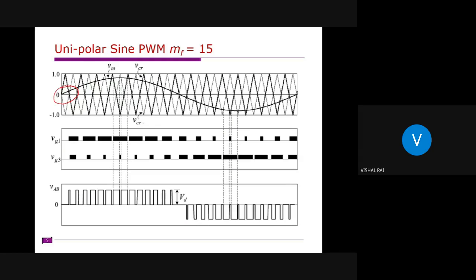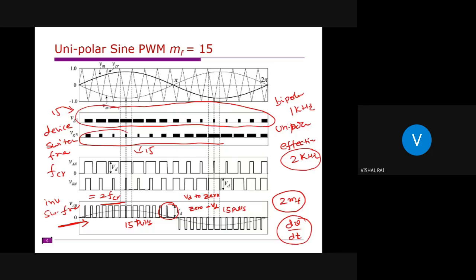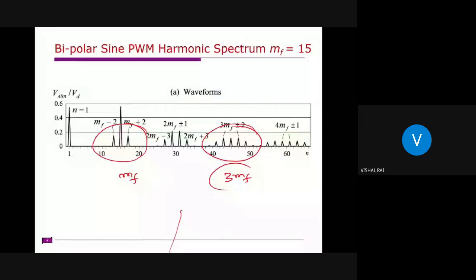even for existing the harmonics, sir. Sir, in case of bipolar sine PWM, we have written that if MF is equal to even, then harmonics will exist.